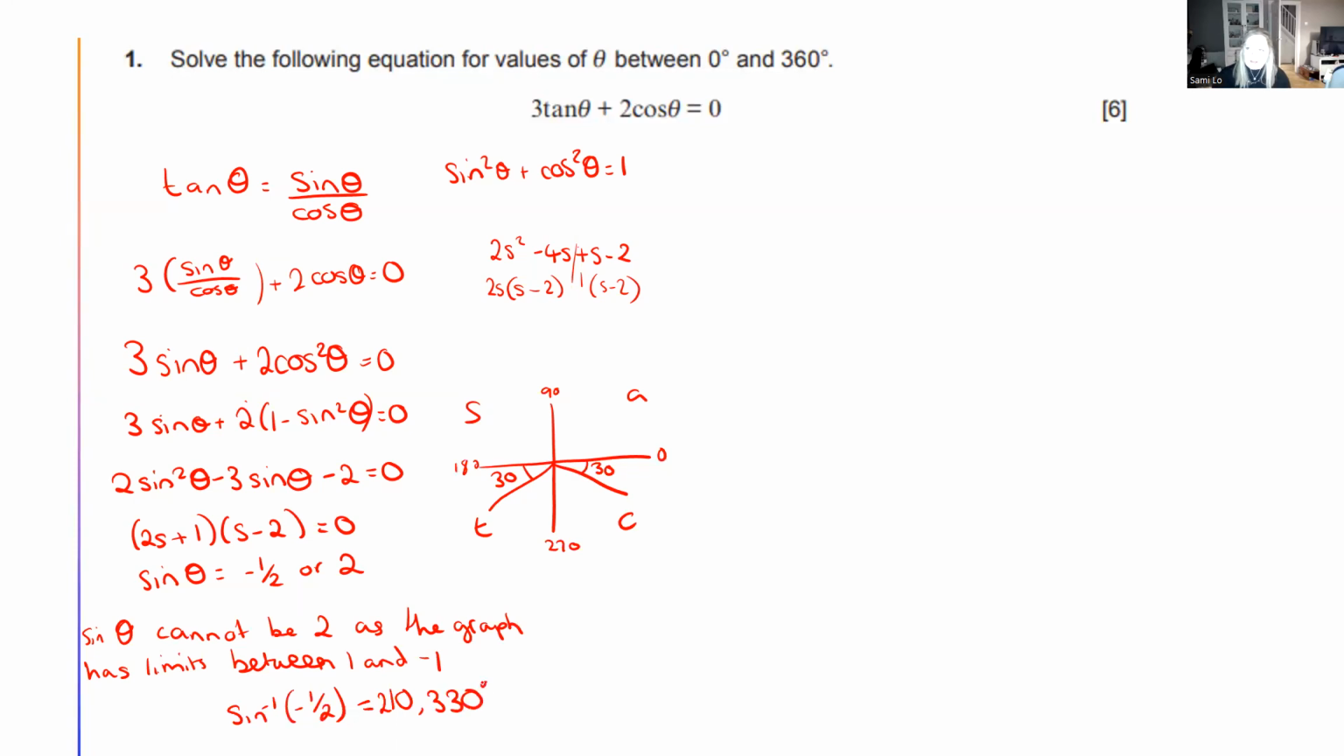So I use the CAST diagram to explain it and show the way I'm going. It also means I'm not missing any values out. Because I couldn't do anything with the 2, there are no values on the graph for that.